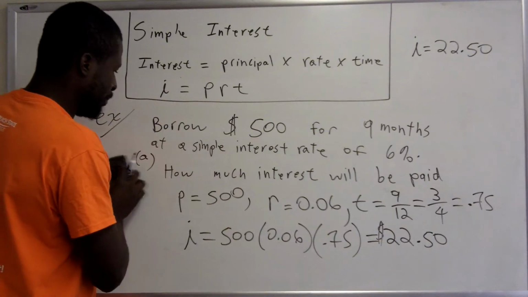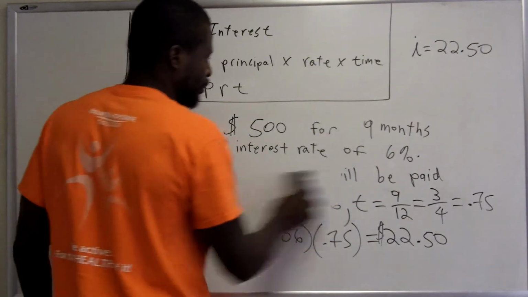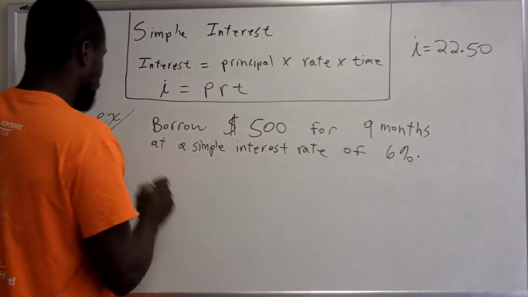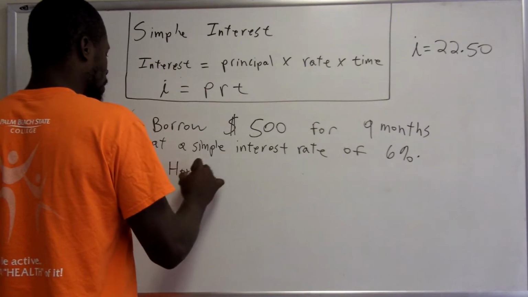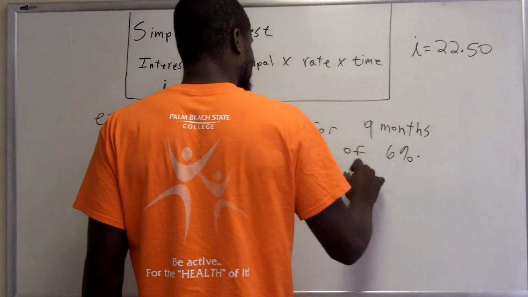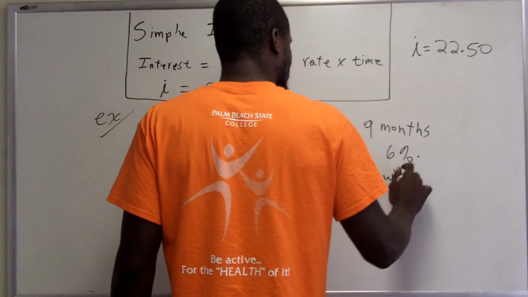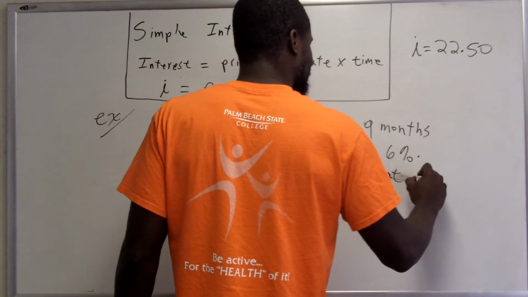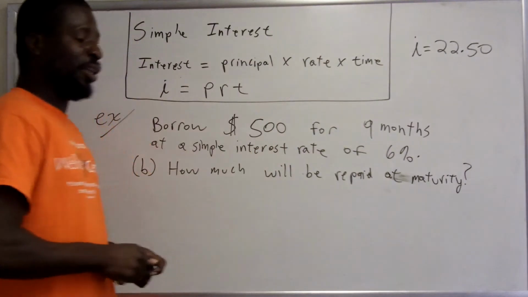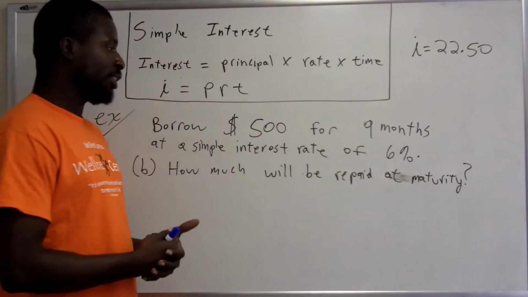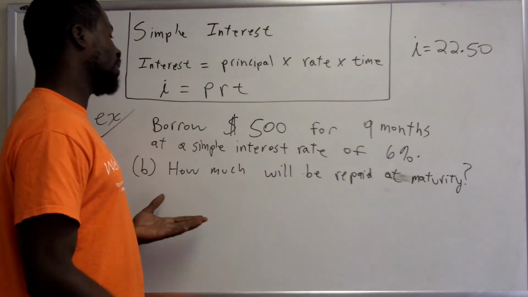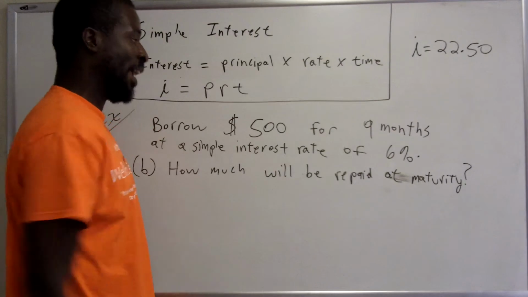For the second part, part B, how much will be repaid at maturity? So maturity means the end of the term of the loan. So for instance, if it's a 9-month loan, what I'm asking is how much money will have to be repaid at the end of 9 months?